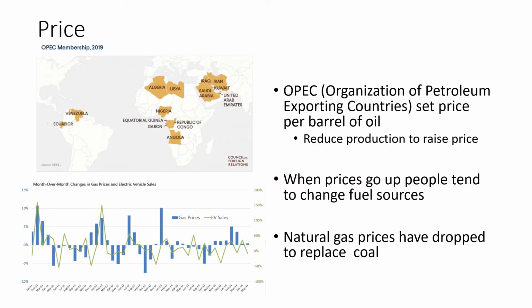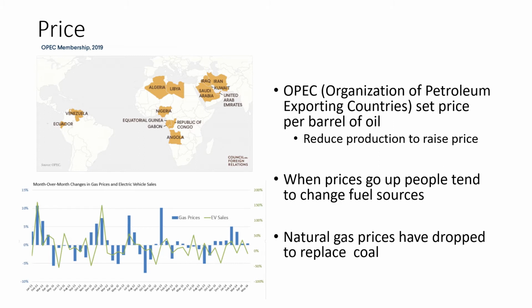So another thing that really determines the kind of energy that people use is price. OPEC, the Organization of Petroleum Exporting Countries, are a collection of 13 countries that actually set the price per barrel of oil. And so they really have this monopoly on the oil market. What they decide to do with the price of oil really matters around the world. So if they reduce production and raise the price of oil, that's going to affect us at the gas pump. And when that happens, people tend to change fuel sources.